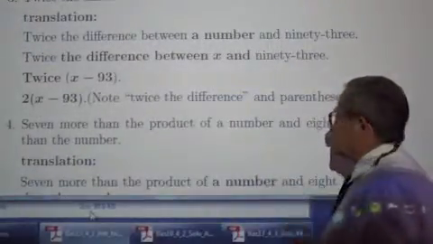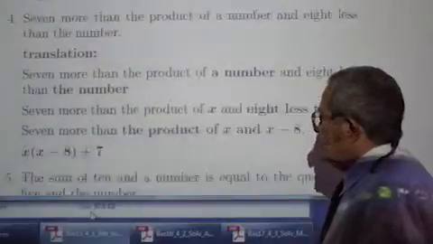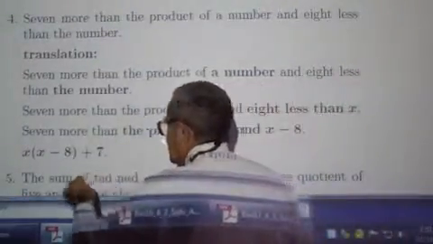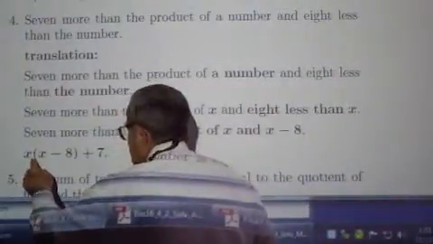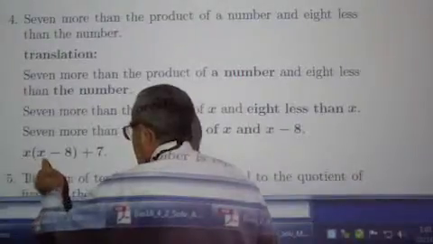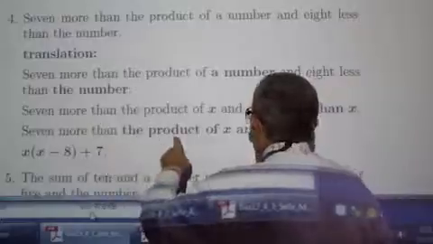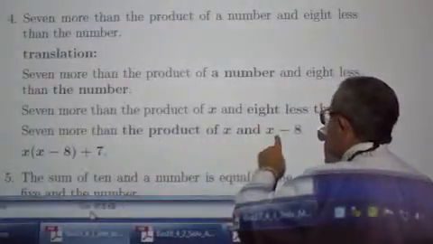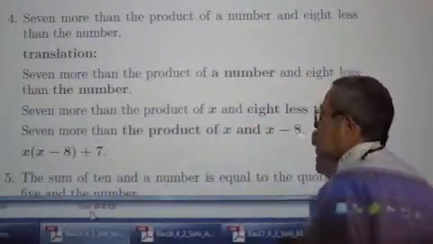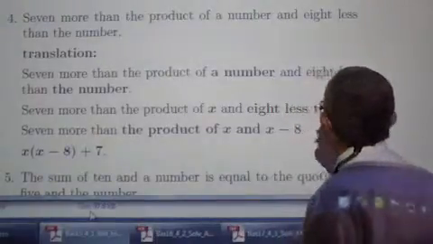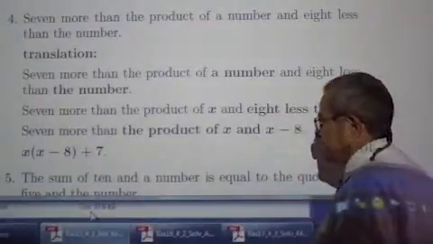7 more than the product of the number and 8. 7 more than product, multiplication, of the number and the number minus 8. Okay? 7 more than the product of the number and 8 subtracted from the number, or 8 less than the number.